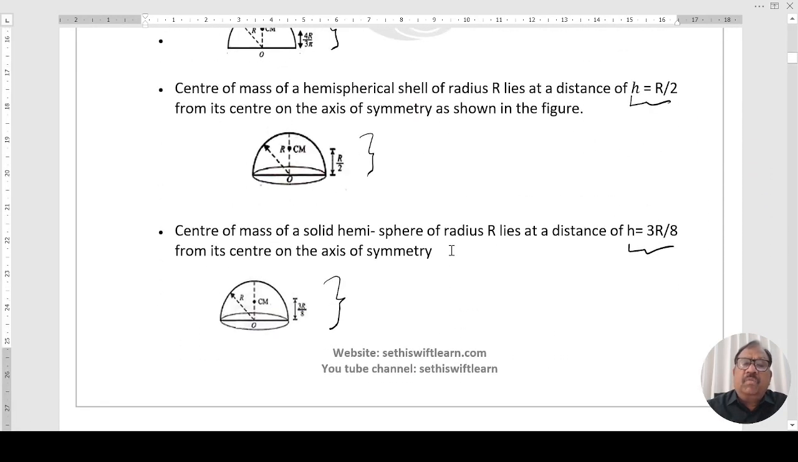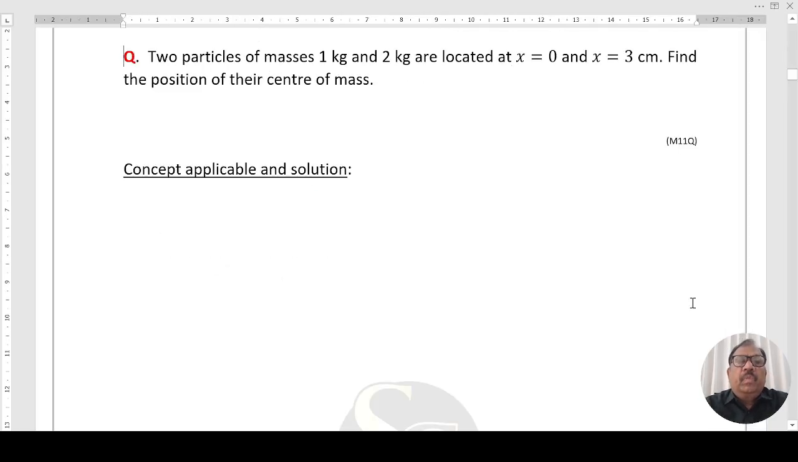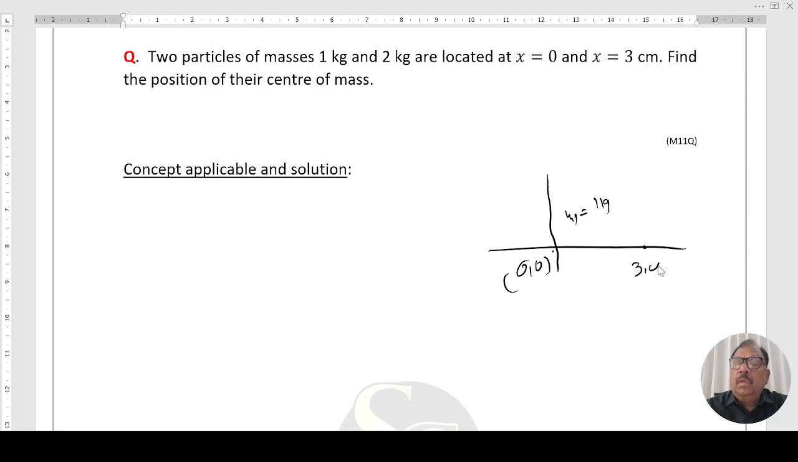Right? Now let's start with the questions. Question is, two particles of masses 1 kg and 2 kg are located at x equal to 0 and x equal to 3. Find the position of their center of mass. Concept applicable in solution. This is origin. One is located at M1, that is 1 kg. One is located at x equal to 3, that is M2, that is 2 kg.